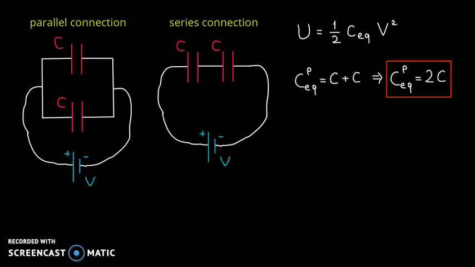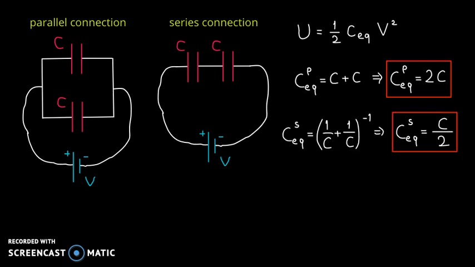For the parallel connection, the equivalent capacitance is simply the sum of each of the capacitance values. So that makes C plus C, which is equal to 2 times C. I'll use the superscript P for parallel. For the series connection, we add the reciprocals of the capacitance values and then we invert the result. So the equivalent capacitance for the series connection is C divided by 2.